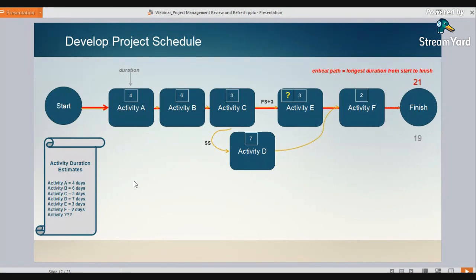You have to start from the beginning and say, we're going to start on day one, project day one. Activity A has 4 days of duration, meaning it's planned to finish on day 4. Right? This is all planning, right? This isn't what's actually happening. We're saying, hey, this is what we're planning to do. Okay.